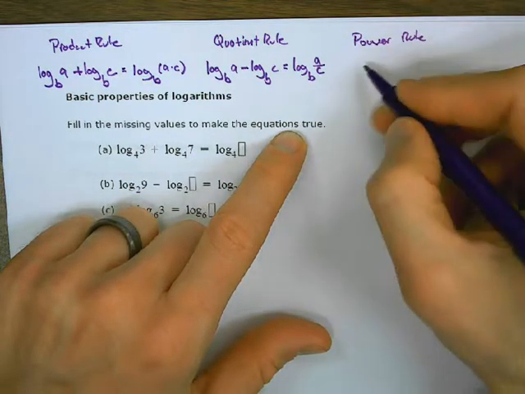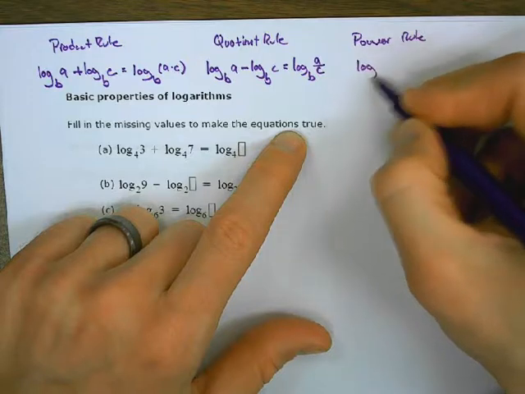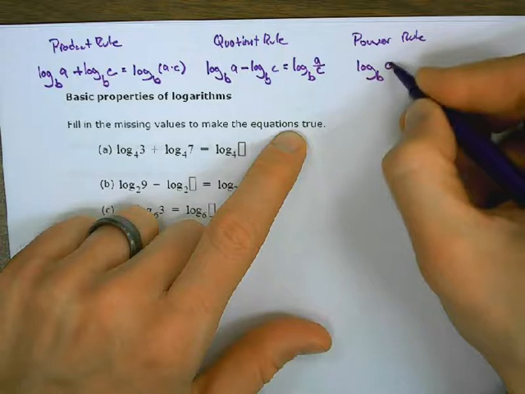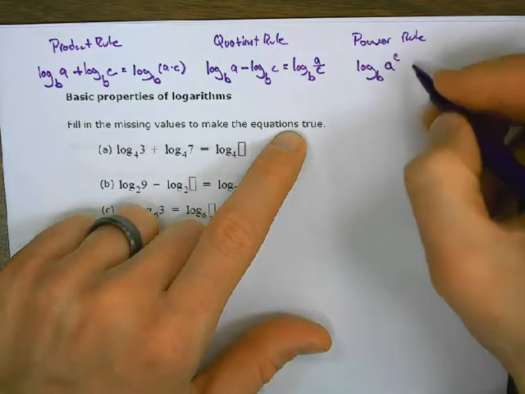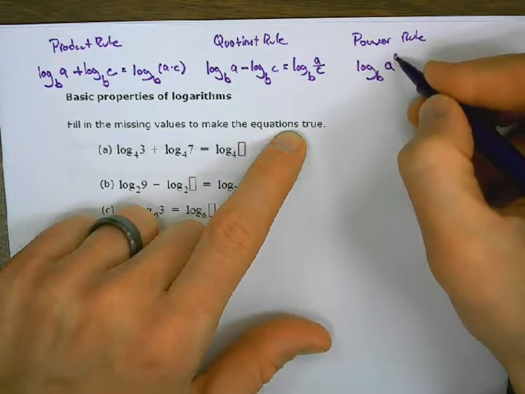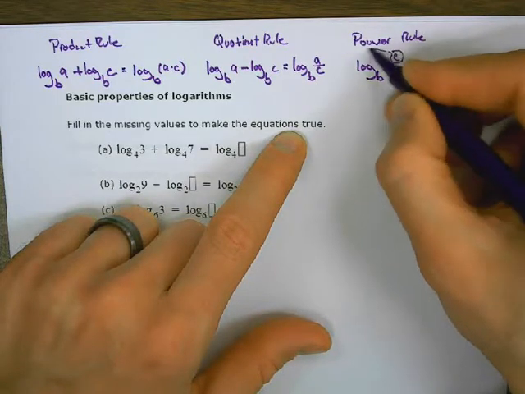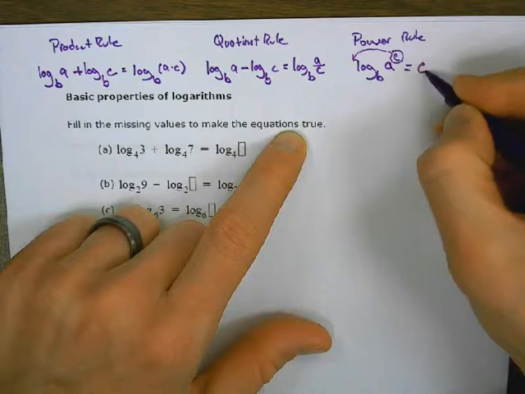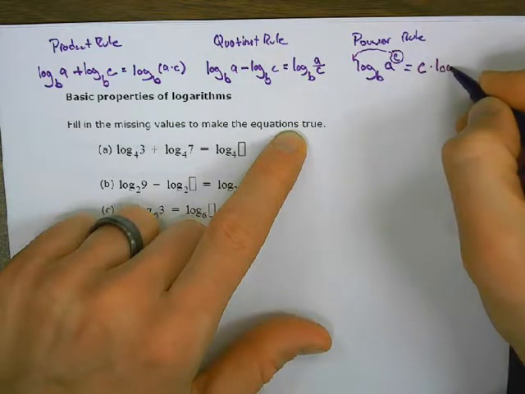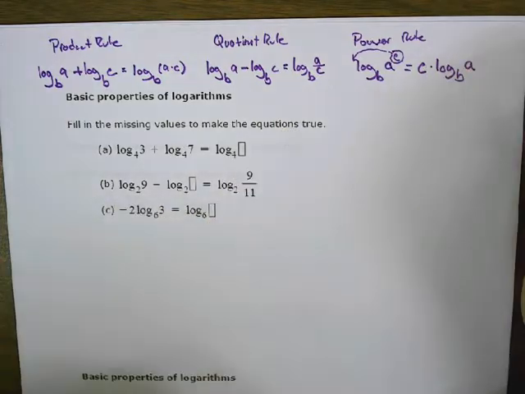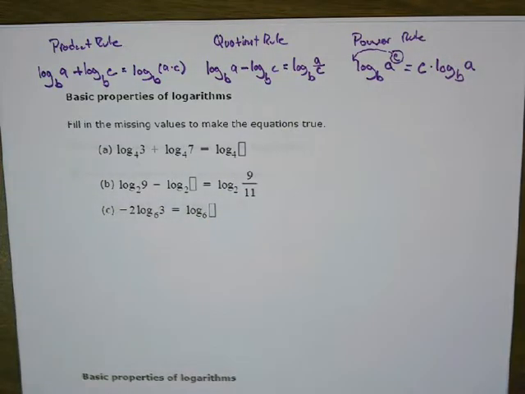So the power rule basically says if you have the log base b of, let's just say it's a to the c power, if you have a power in your log, you can take that exponent and drop it to the front to make it c times the log base b of a. And that exponent's not there anymore because we dropped it to the front. So I'm going to show you how to apply that in two examples.